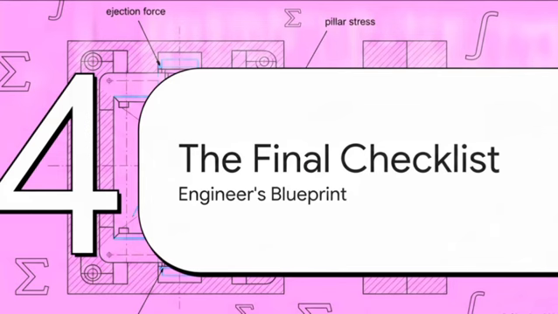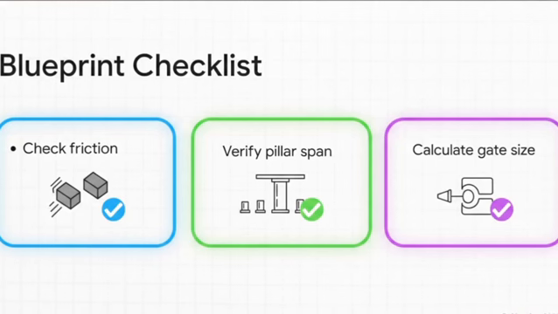Finally, the engineer's final checklist. Wow, okay, we have covered a tremendous amount of ground today. So let's bring all three of these critical mathematical checks together into one cohesive summary, your master blueprint. First, always check your friction coefficients to ensure your ejection force won't just destroy the part on the way out. Second, run your stress calculations to verify your pillar span and fix any area deficits, so the mold doesn't cave in under pressure. And third, calculate your precise gate depth and width using your specific material constant to optimize that fill time. Mastering these specific engineering variables is exactly what prevents catastrophic manufacturing failures down on the shop floor.